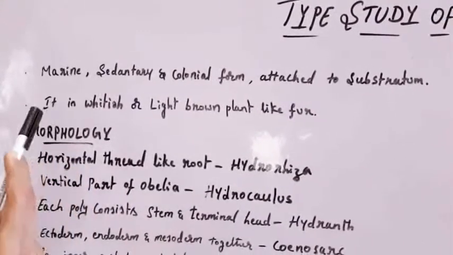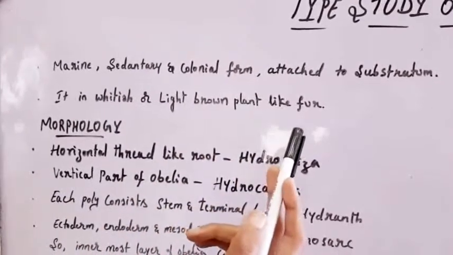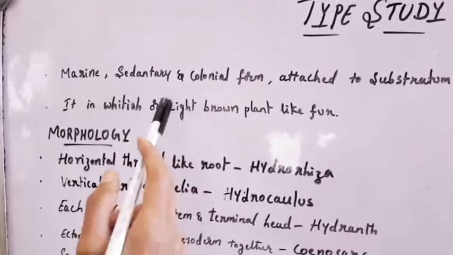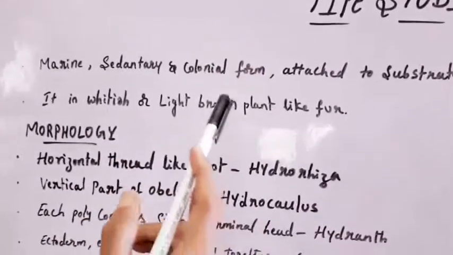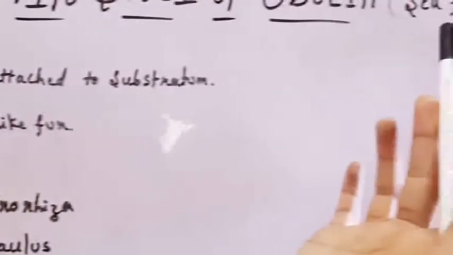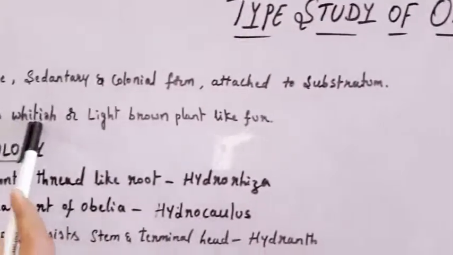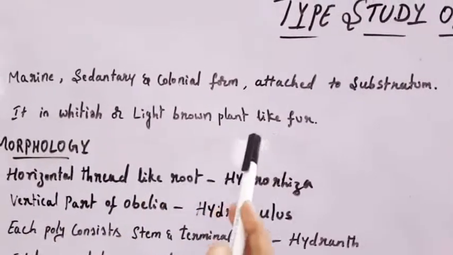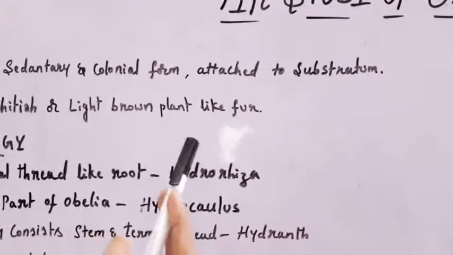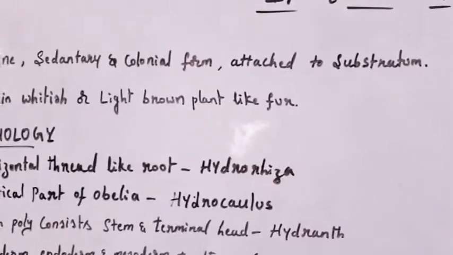Here it is whitish or light brown, plant like fur. Hence Obelia is also called sea fur because it is whitish or light brown, plant like fur in the sea. So hence the name is sea fur. Let us come to the morphology of Obelia.